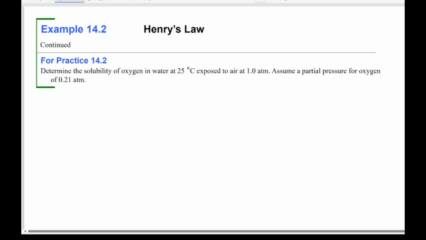Now we'll work the for practice problem. Determine the solubility of oxygen in water at 25 degrees C, exposed to air at 1 atmosphere. Assume a partial pressure for oxygen of 0.21 atmospheres.